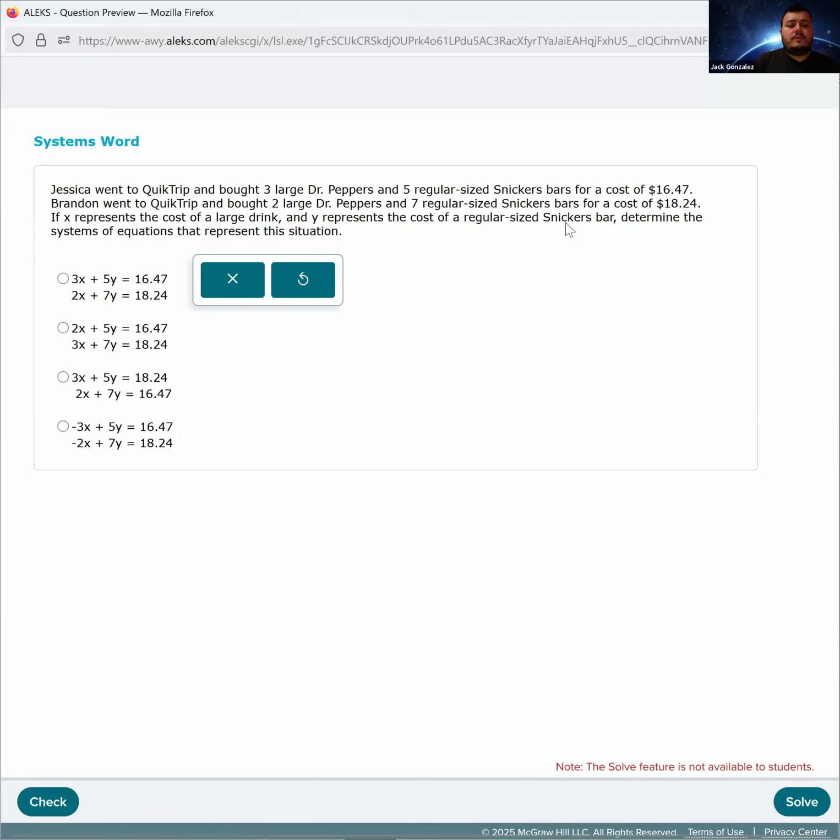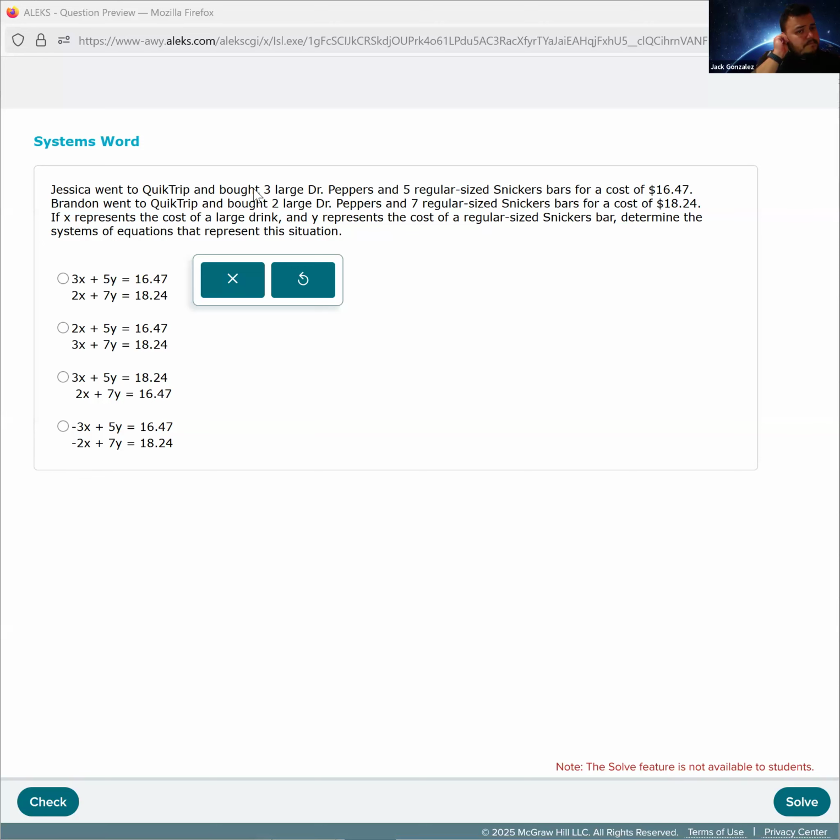Okay, so this one's more conceptual. A lot of complex questions can be turned into systems, which can then be turned into matrices. Let's read this real quick. Jessica went to QuikTrip, bought 3 large Dr Peppers and 5 regular Snickers bars for $16.47. Brandon went to QuikTrip, bought 2 large Dr Peppers and 7 regular Snickers for a cost of $18.24. If X represents the cost of a drink and Y represents the cost of a regular Snickers, determine the system of equations that represents the situation.